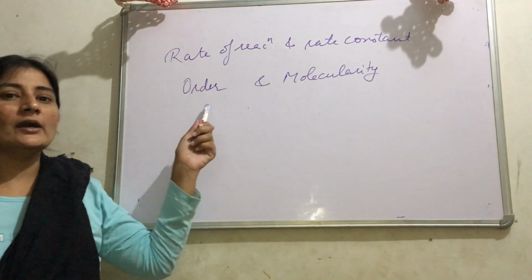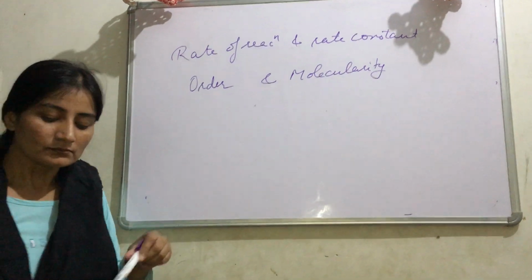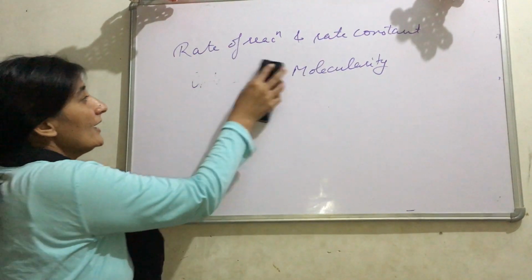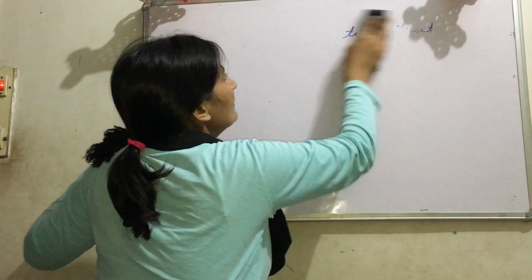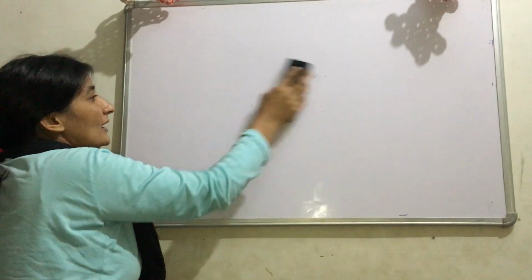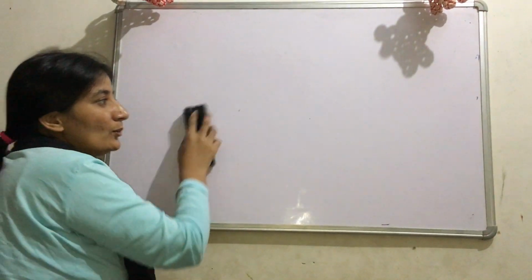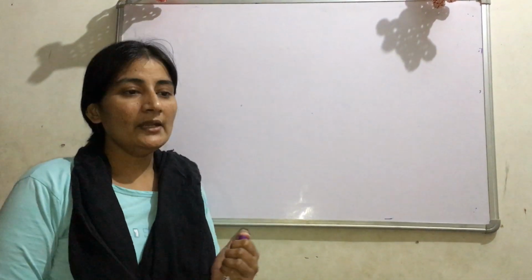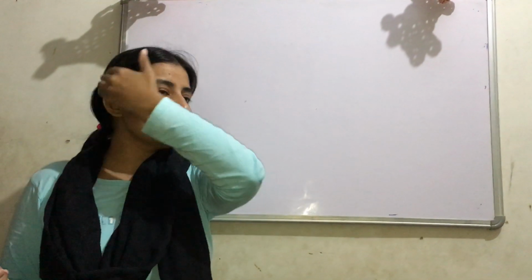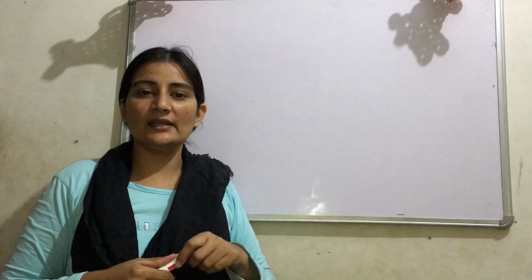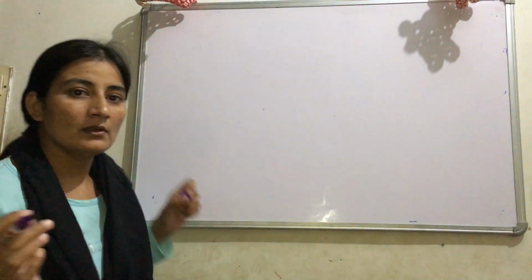These two differences you have to write in your notebook. Our next topic is rate law expression. That rate law expression may be either expressed in differential rate form or integrated rate form. In integrated rate equation, we have to do the derivation for zero order reaction and first order reaction.